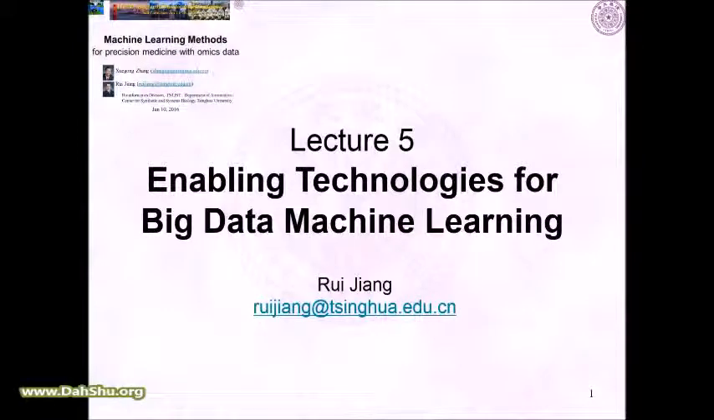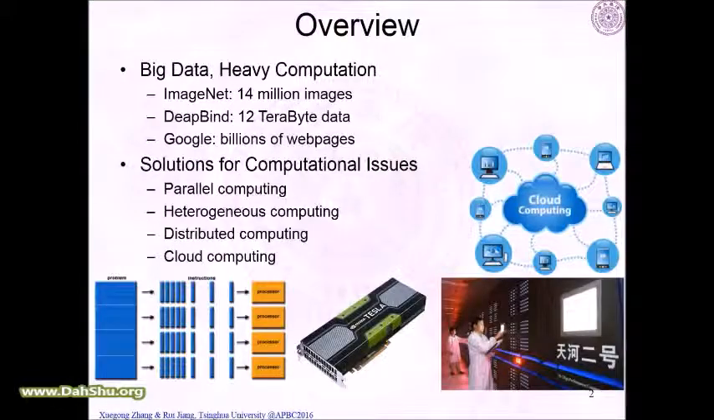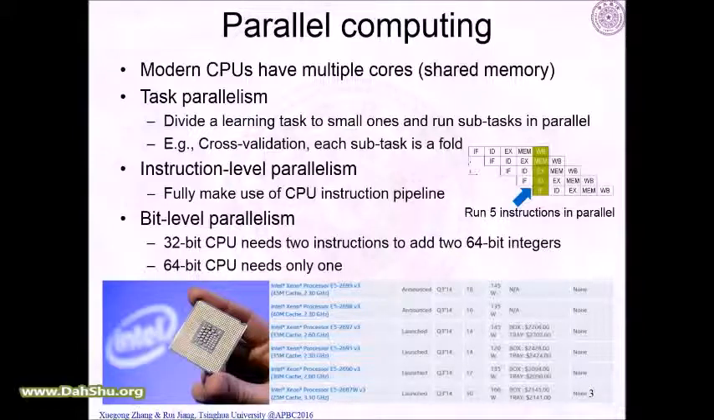One thing I didn't mention is that behind all these fancy deep neural networks, we need huge data to train them. So that's the big data issue. And big data is really a big challenge for computation, so we need solutions. It's a good thing that we have quite a few computational solutions. One is parallel computing, and one is heterogeneous computing, and we have distributed computing and cloud computing, and so on and so forth.